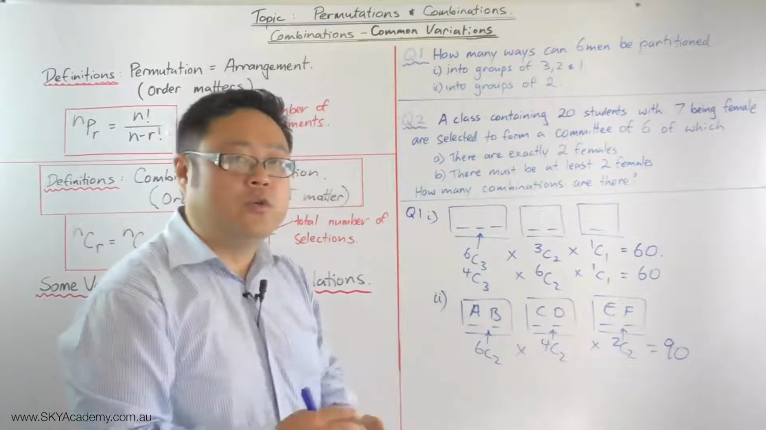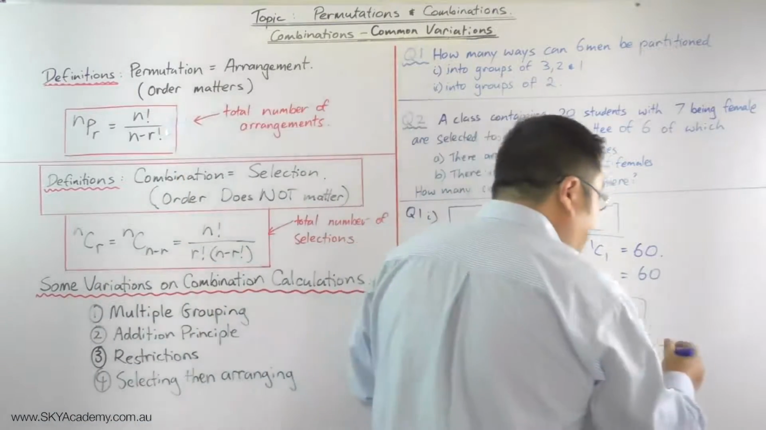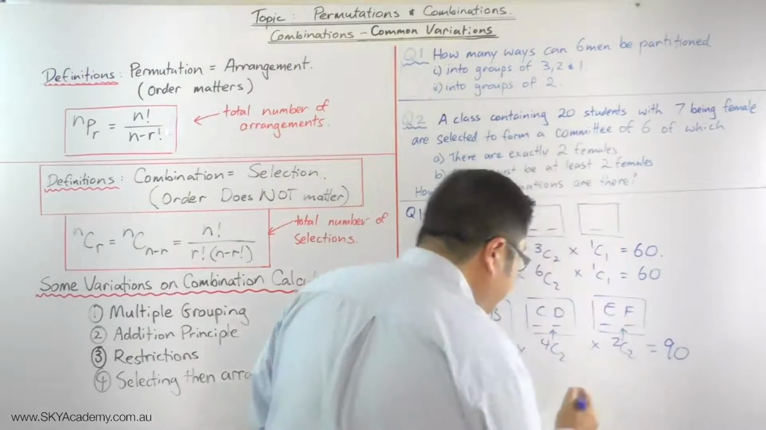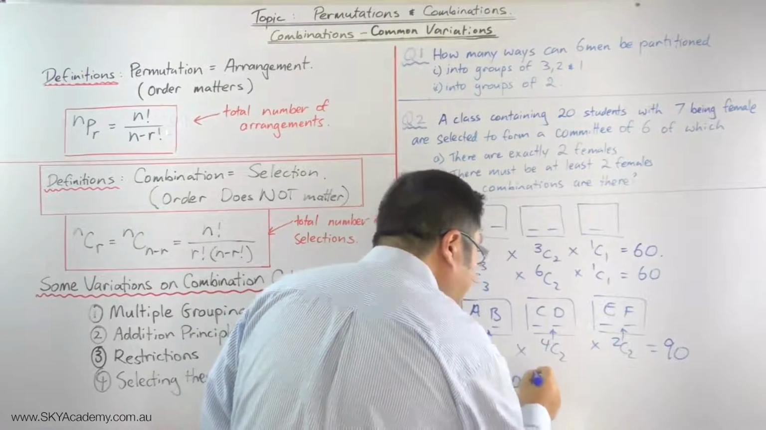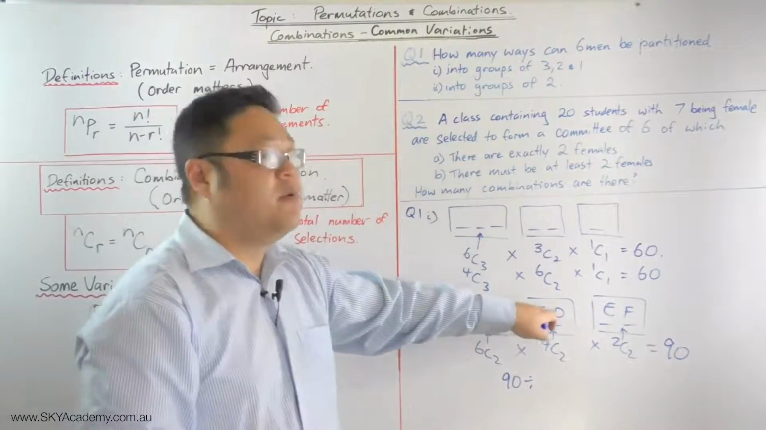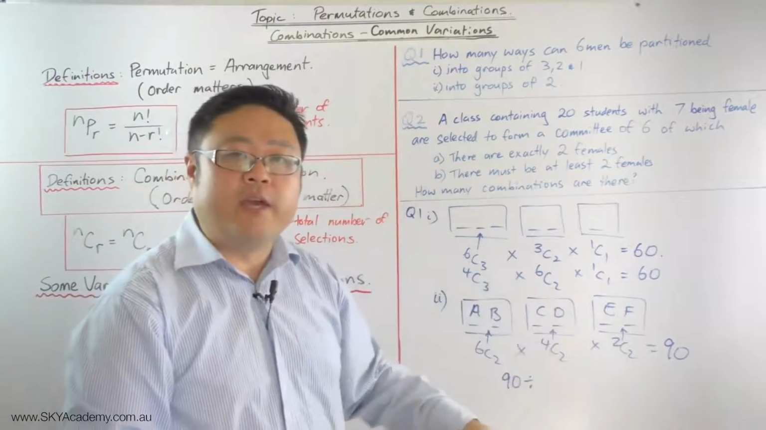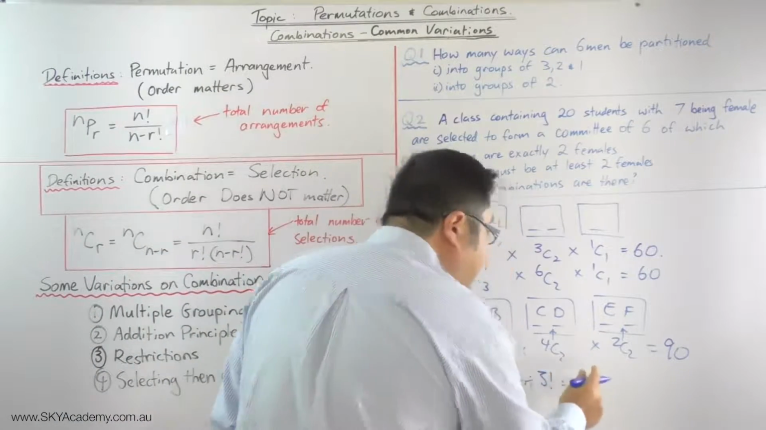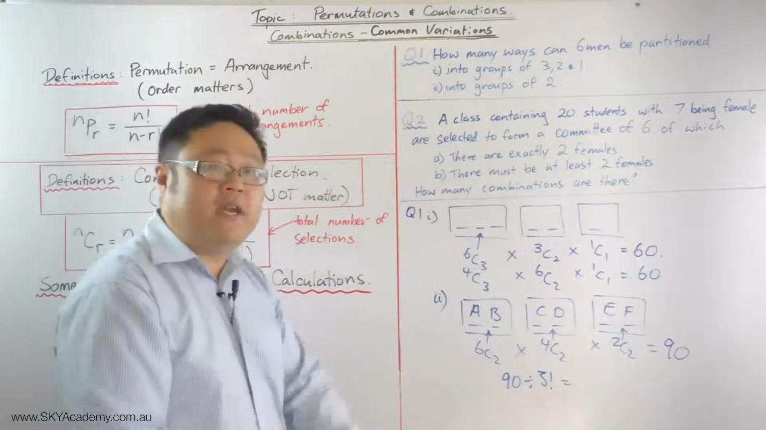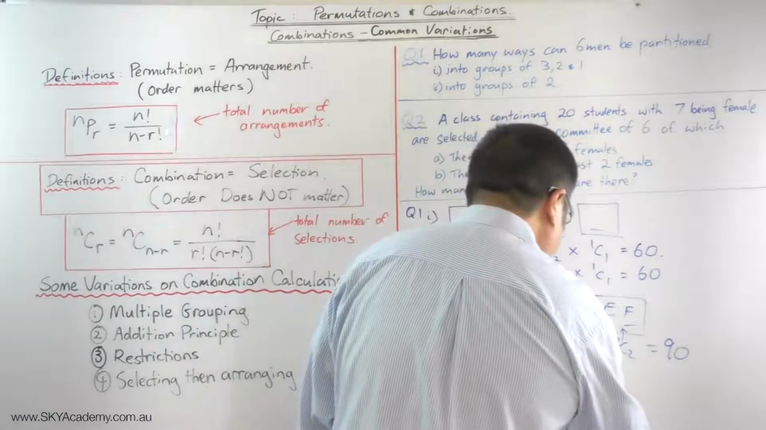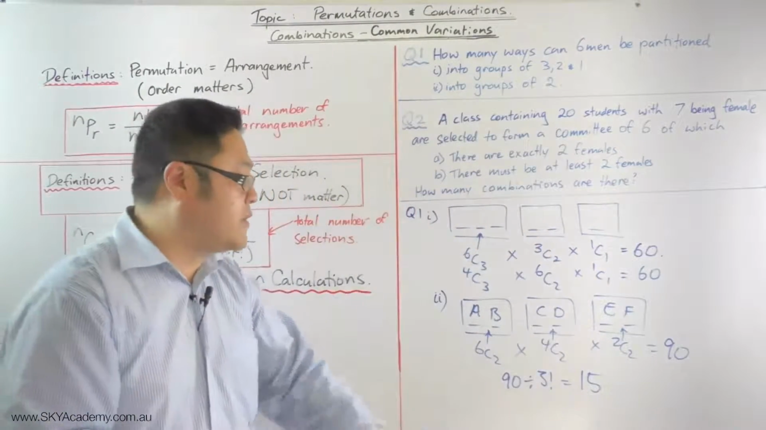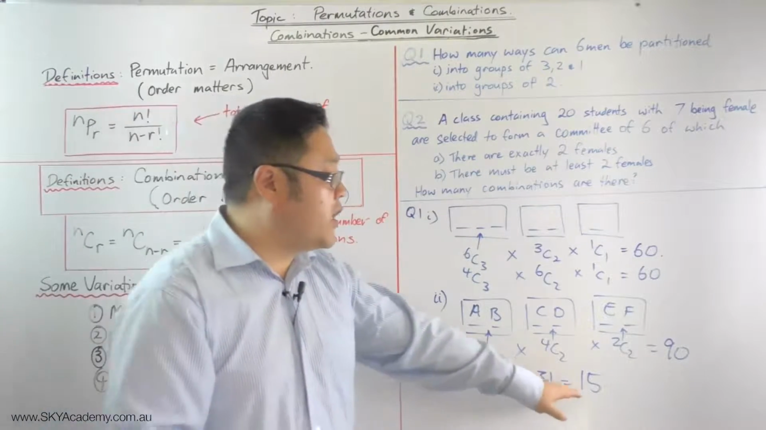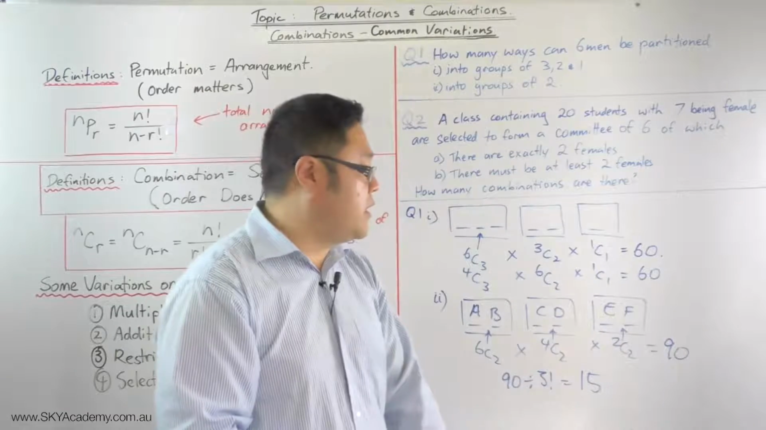So what we've got to do is take this answer and divide by, all right, so it's 90 divided by the number of arrangements of 3, which is 3 factorial. Okay, so we've got to actually divide by 3 factorial, which gives us an answer of 15. Okay, 3 factorial is 6, 90 divided by 6 is 15. Okay, good. So you don't quite get the 60 groups that you want.